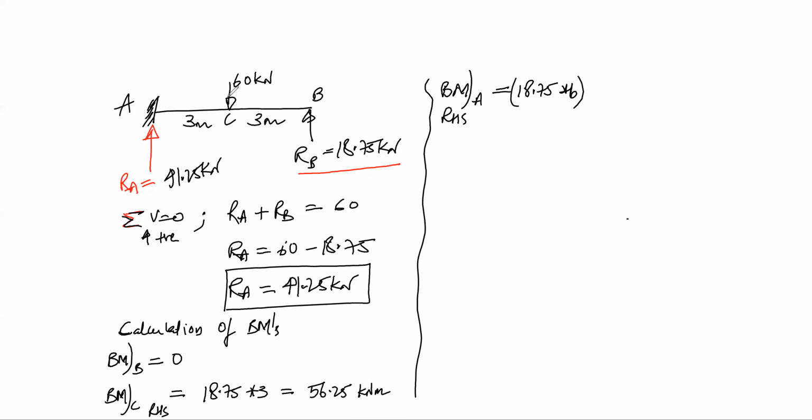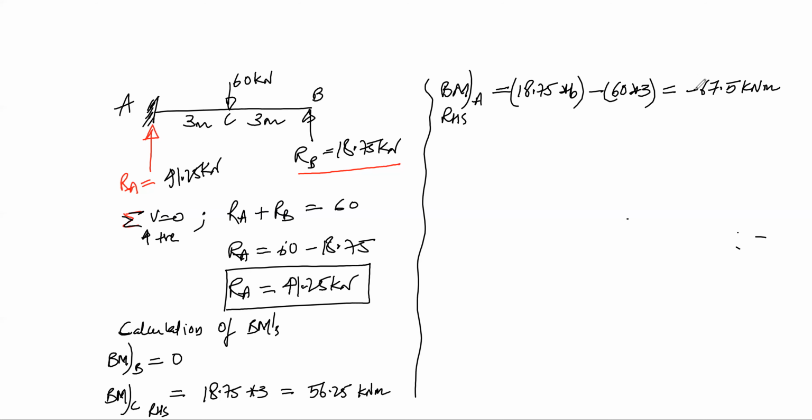And I have 60 into 3, which is clockwise. So right side clockwise will give me hogging moment. So it will be minus 60 into 3. So if I simplify this, I will get the moment as minus 67.5 kilonewton meter. So I get a negative sign here, which means it is a hogging bending moment at support A.